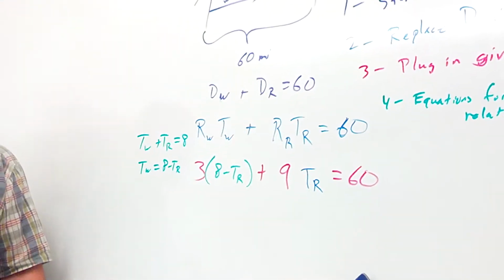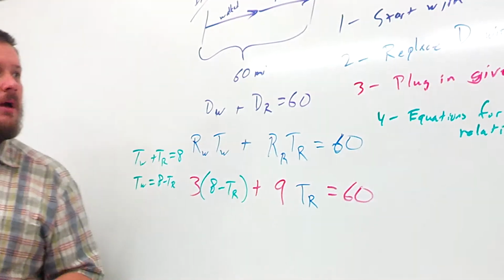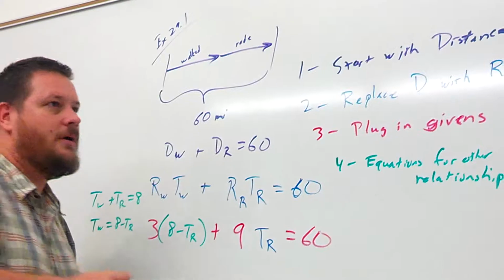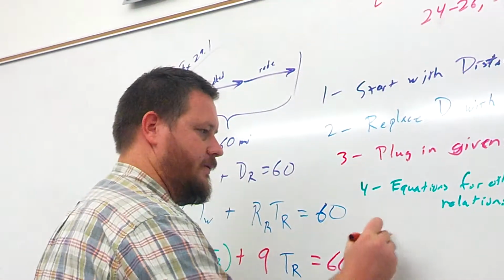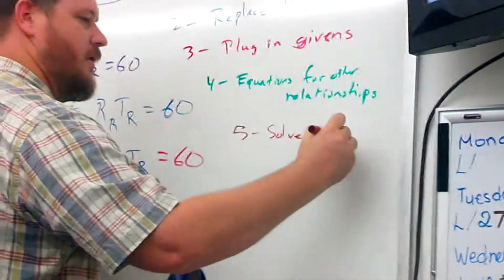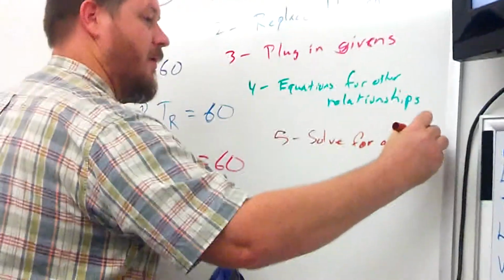Yay. And now I can solve. I don't know if it takes long to solve. Let's see. Brown. Step 5, solve for a variable. We should have colors on the board at the same time. It is actually cool.